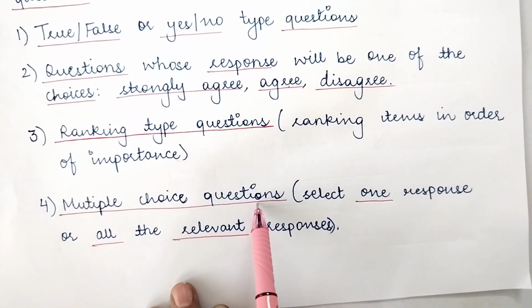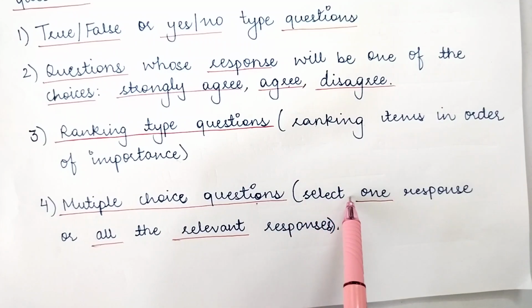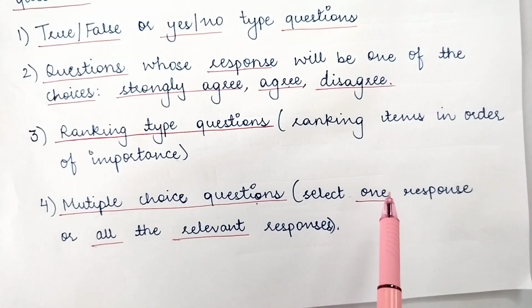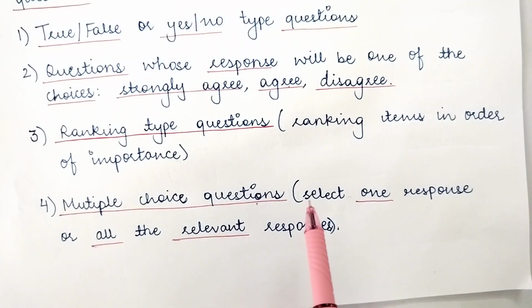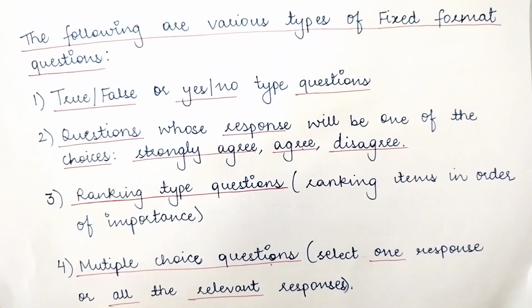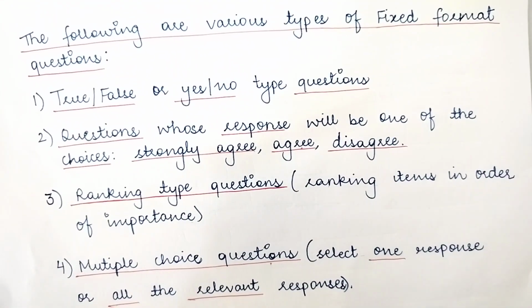Then comes multiple choice questions. In multiple choice questions or MCQs, you have one question, and for that particular question you have a fixed set of answers. Say for example 4 or 5 answers, and out of those answers the customer can select either one relevant response or maybe all the relevant responses if all of them are relevant. Like for example, you must have seen in many cases that you are provided with 5 different options for an MCQ. Out of that, either you select one, or sometimes it is mentioned all of the above. So you can select all the relevant also, or you can select one relevant also. So these are the various types of formats for fixed format questions in a questionnaire.